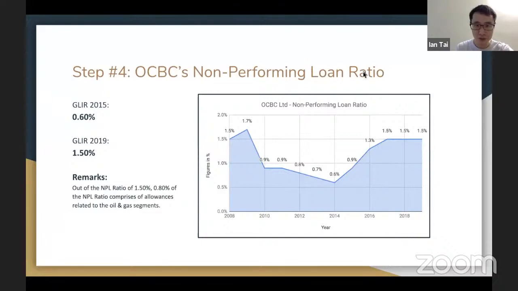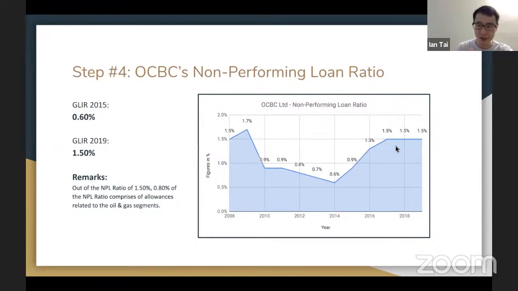But anyway, in total, here's how it looks when it comes to the non-performing loans ratio. Initially it was kept below 1%, until there was weakness in the oil and gas sector, where it increased from below 1% to 1.3% to today's 1.5%. And it has been kept at 1.5% for quite some time already, for the past 3 years.